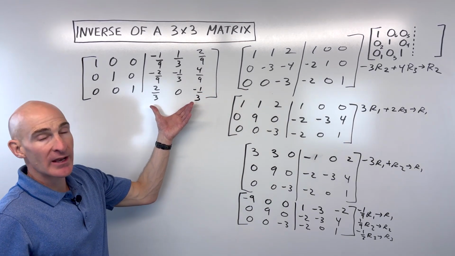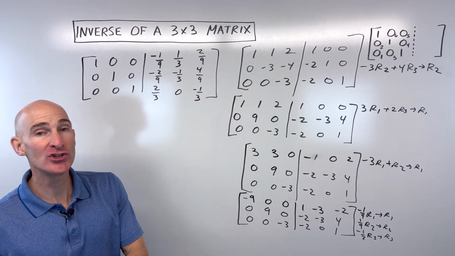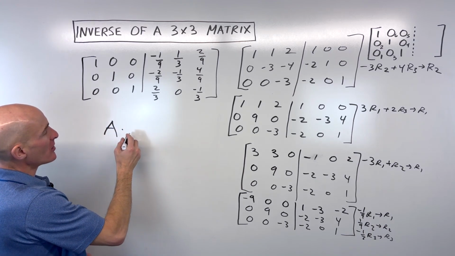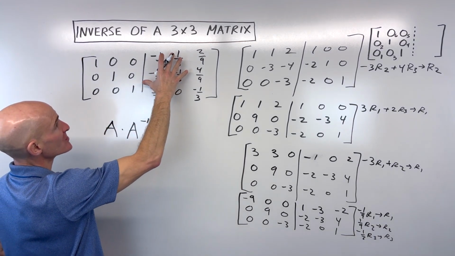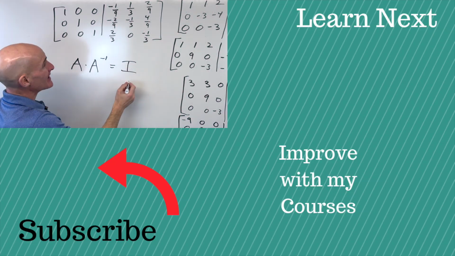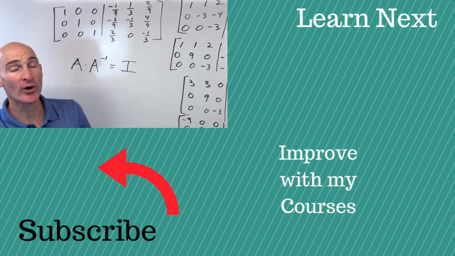And this matrix that we're ending up with here on the right, this is the inverse of that original matrix. Now, what you can do if you want to check your work is you would take that original matrix, let's just call it A, times the inverse, which is just this right-hand side of the augmented matrix, and you're going to get the identity matrix, which is this matrix right here with ones on the diagonal, zeros everywhere else.